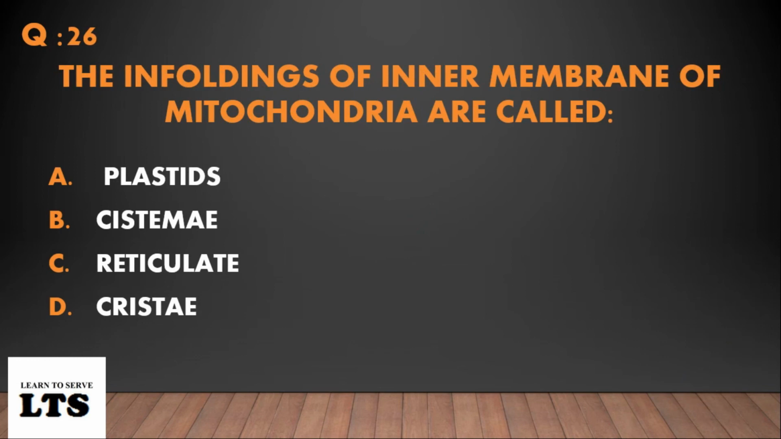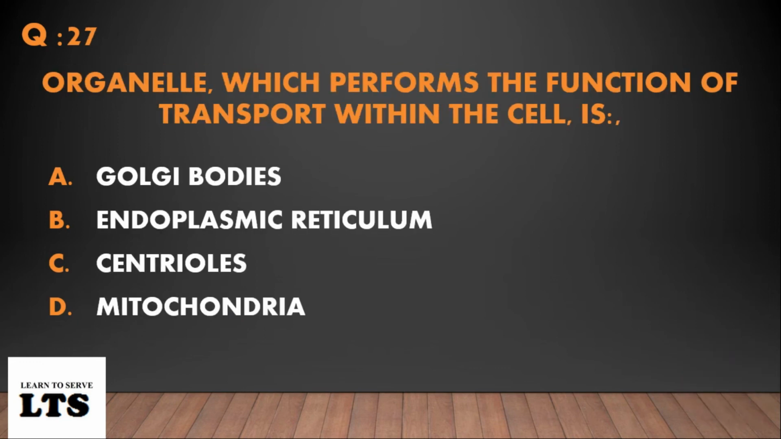The next one: the infolding of the inner membrane of mitochondria is called option A, plastids; option B, cristae; option C, reticulate; option D, cristae. The answer is option D, cristae.